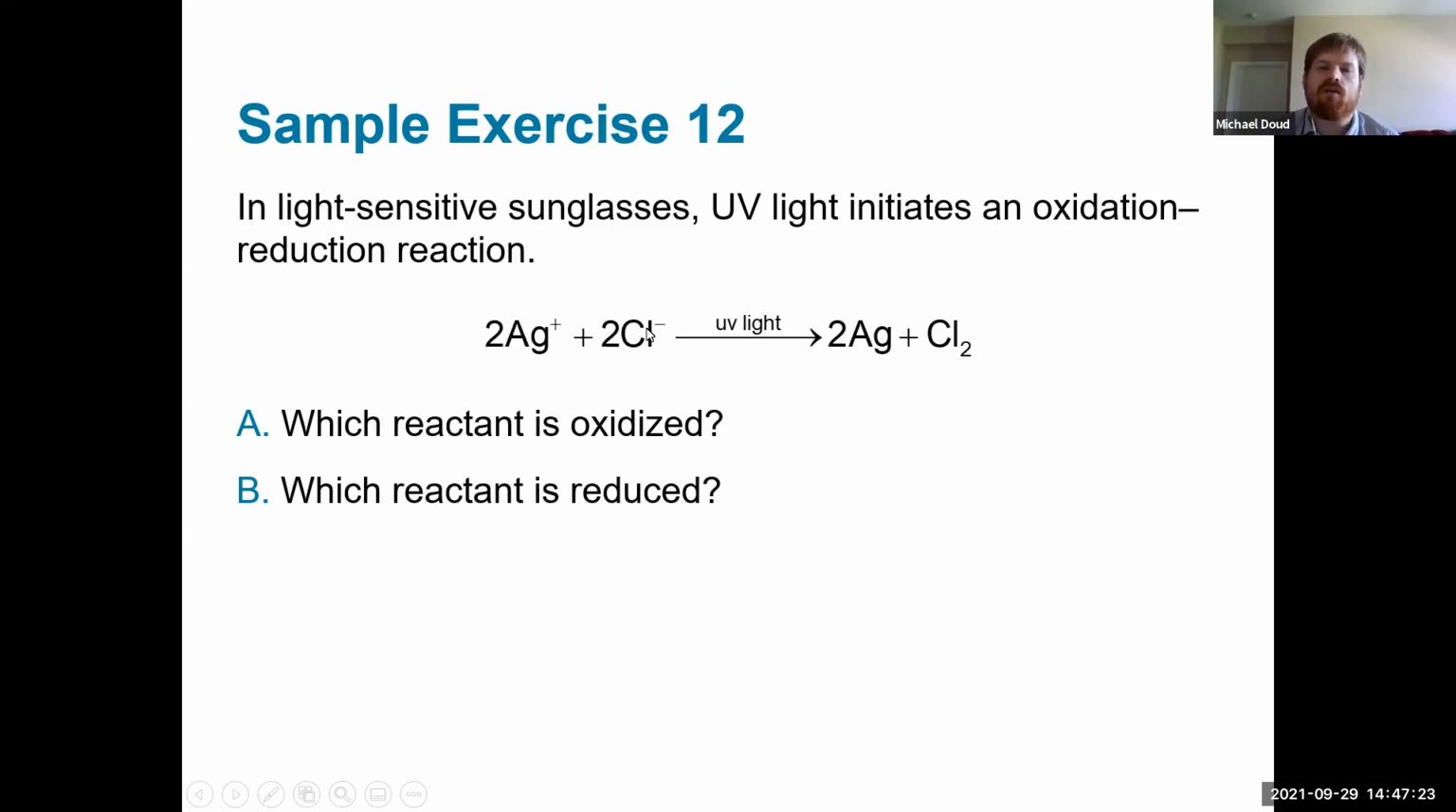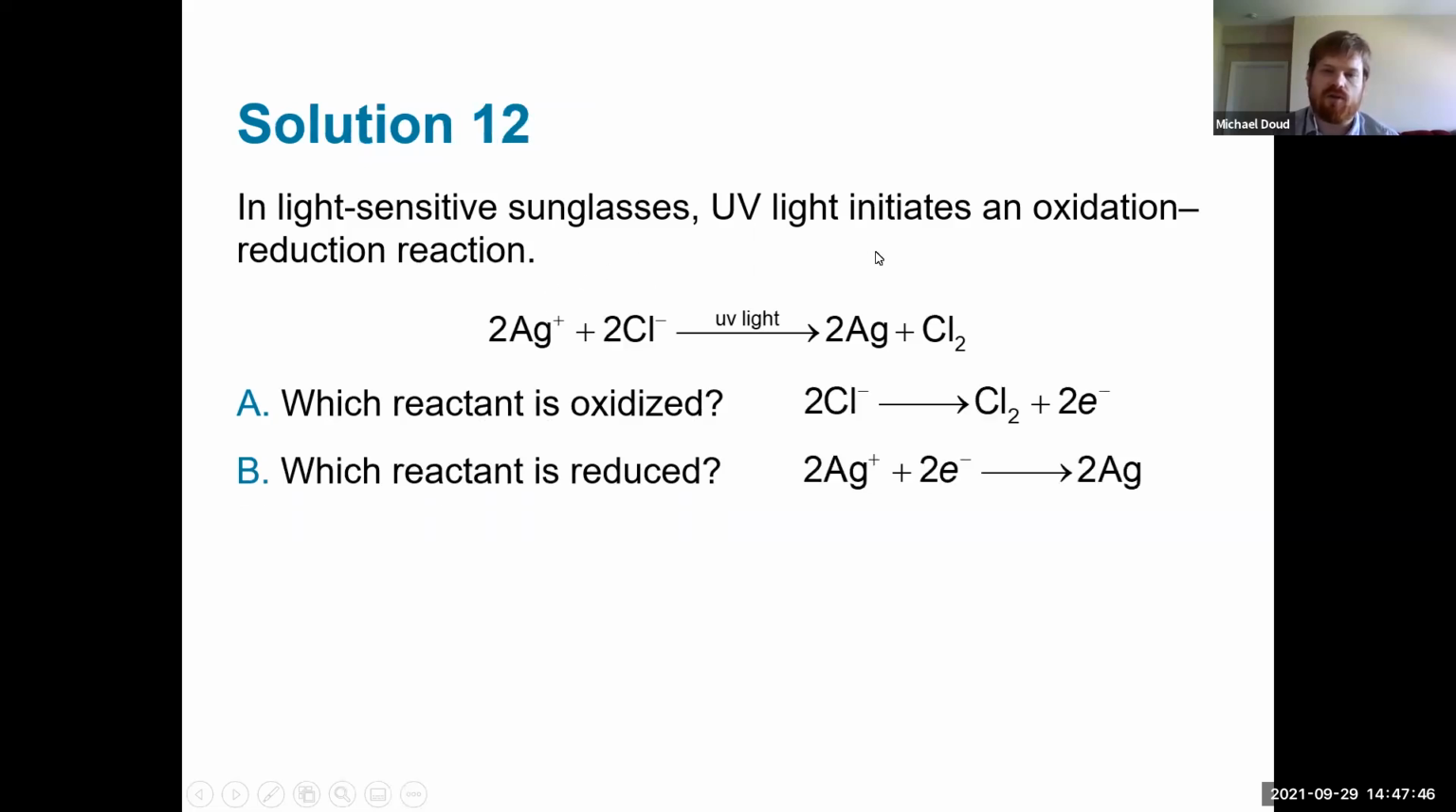Same thing here with chlorine. The chloride ion has a -1 charge, and as chlorine, it has a 0 charge. So how are you going to lose that -1 charge? Well, it's if you lose an electron. Loss of electron is oxidation. So therefore, chlorine was oxidized, or chloride ion was oxidized, I should say, and the silver ion was reduced.